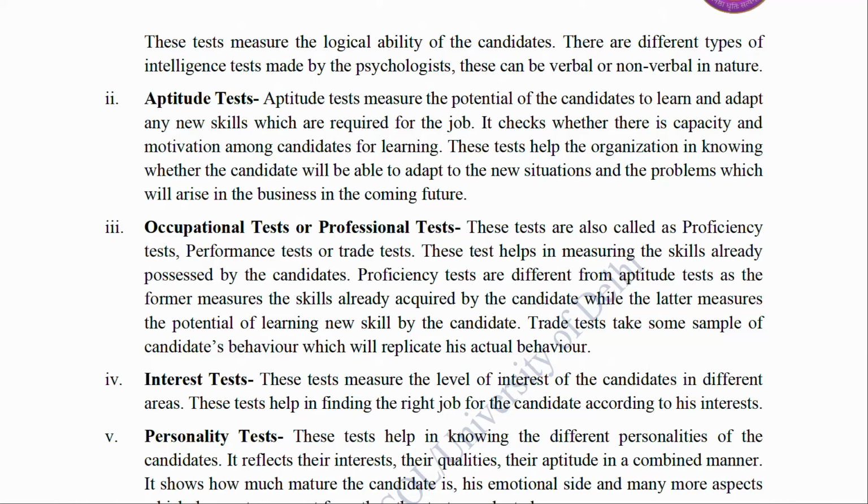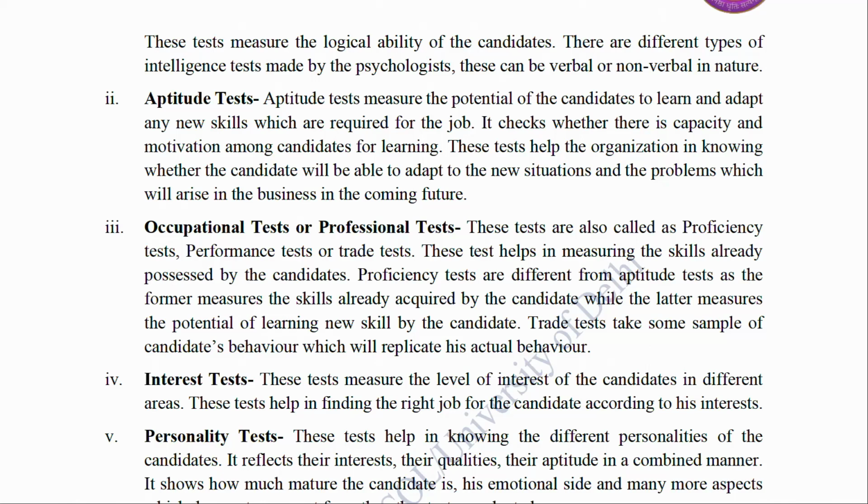Second, aptitude test. An aptitude test measures the potential of the candidates to learn and adapt to any new skills which are required for the job. It checks whether there is capacity and motivation among the candidates for learning. These tests help the organization in knowing whether the candidate will be able to adapt to the new situations and the problems which will arise in the business in the coming future.